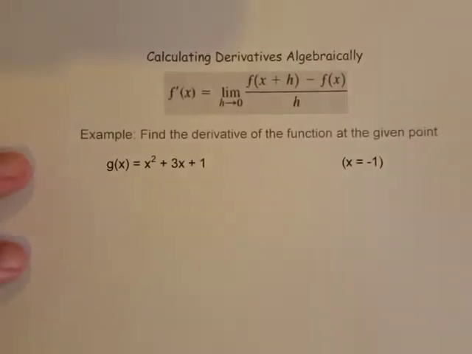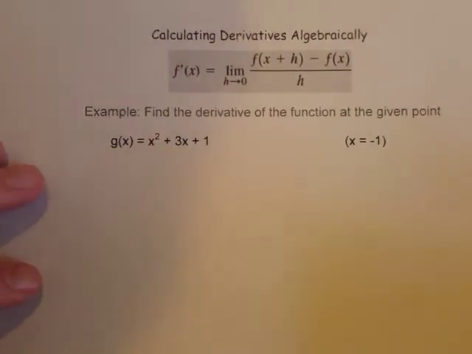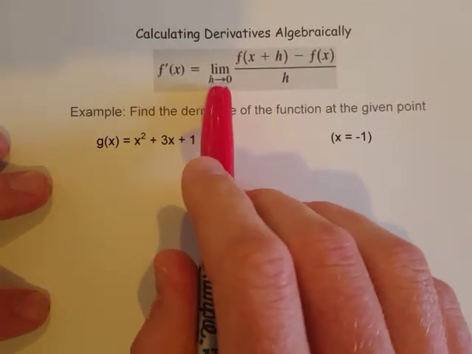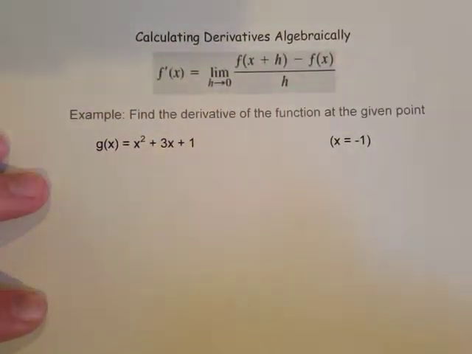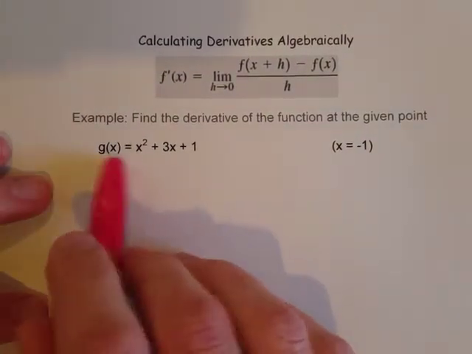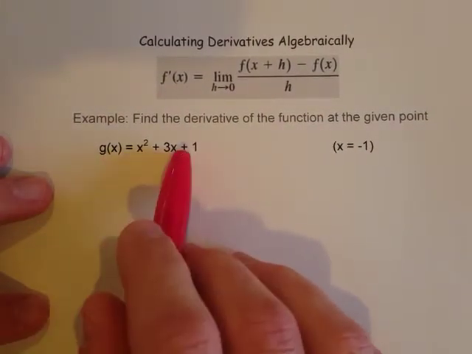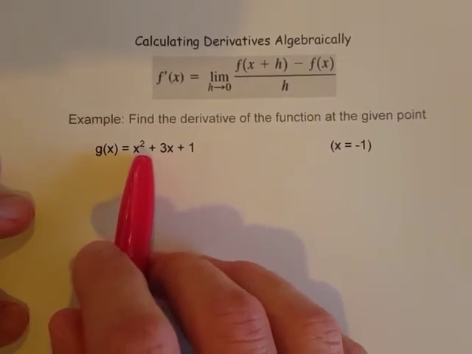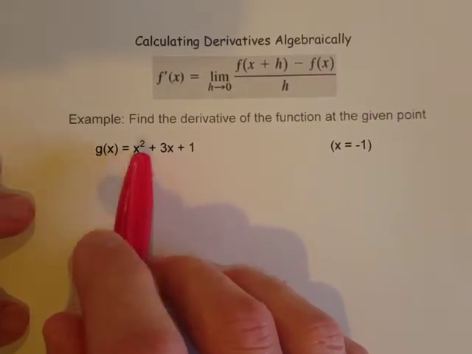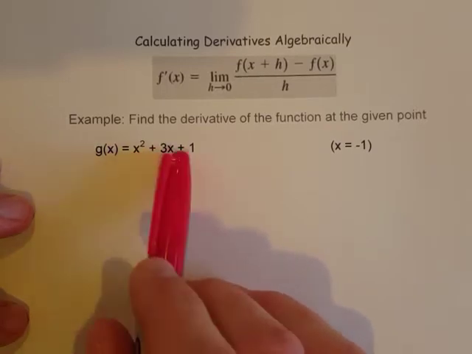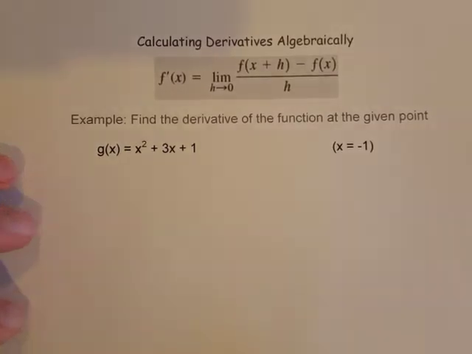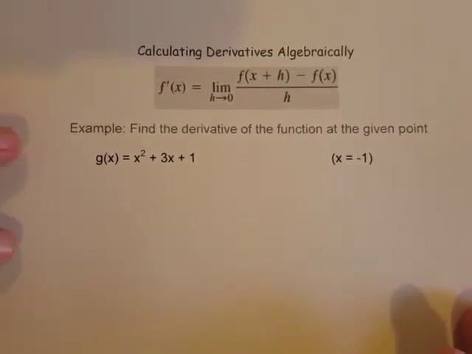This is example 2 for finding derivatives algebraically. Again, we're going to use this formula for a derivative, the limit as h approaches 0 of our difference quotient. We have a different function here, g of x, and this is going to work out a lot like the last one except for the fact that we've got an extra x in there, and I'll show you what that means as we're plugging it into the formula. It makes it a little bit more complicated, but overall the same process.